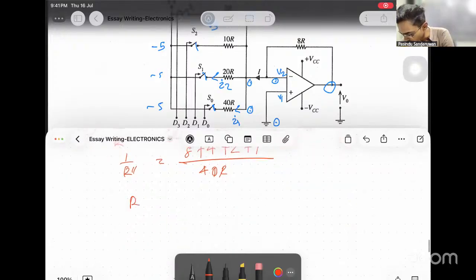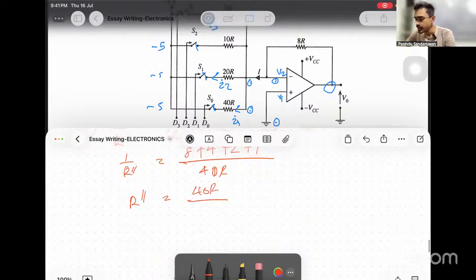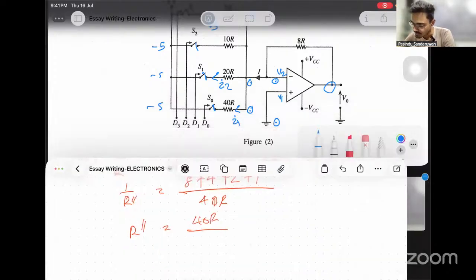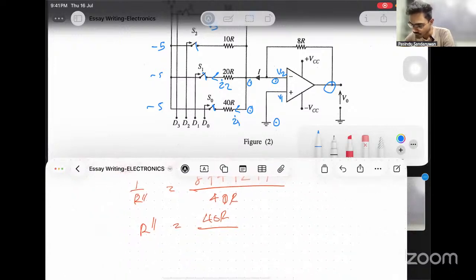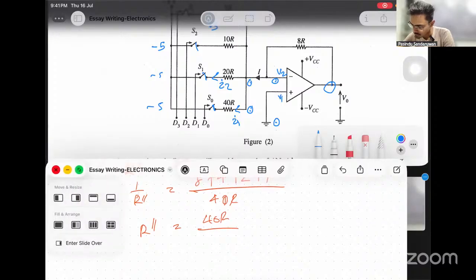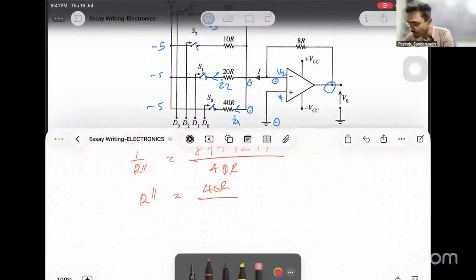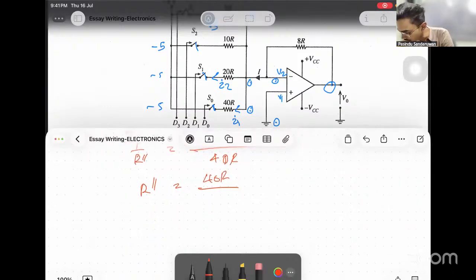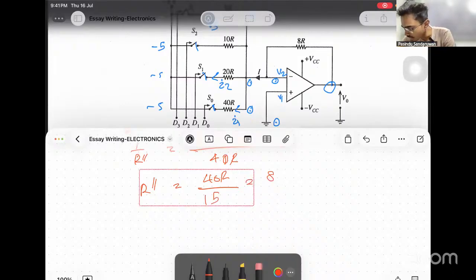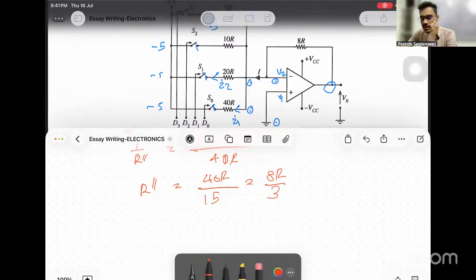Then R double dash is 40R over, 8 plus 4 is 12, then 14, then 15. So that is 40R over 15. By 5 it cancels, 5 times 8, 5 times 3. Now that is 8R over 3.